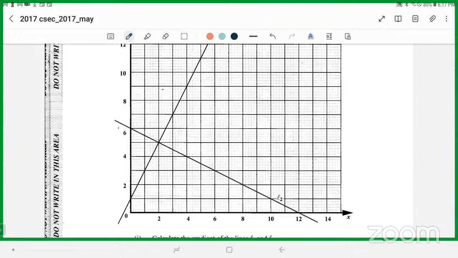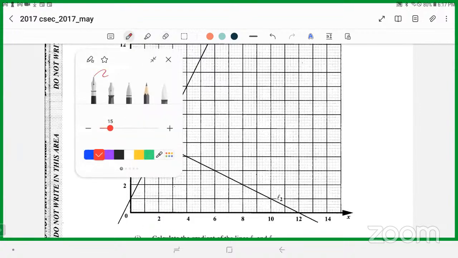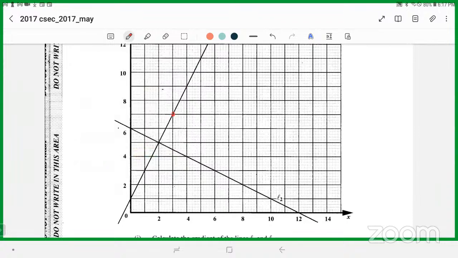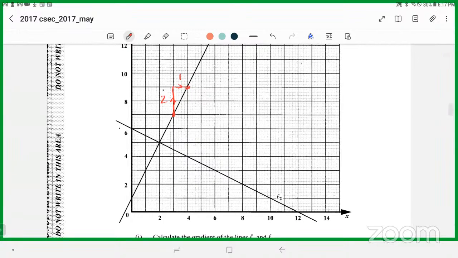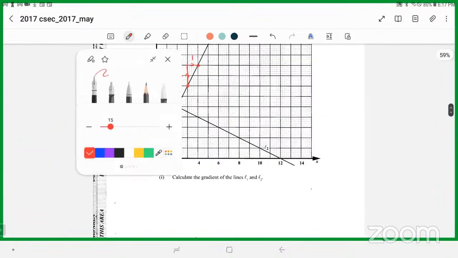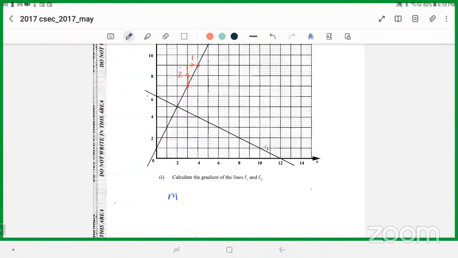So if you take, for example, these 2 points on line 1, this is the rise, which is 2 units, and this is the run, which is 1 unit on line 1. Right? So we can write that. Gradient of line 1 is 2 over 1, which is equal to 2. Then the gradient of line 2, M2. Let's do line 2 now.